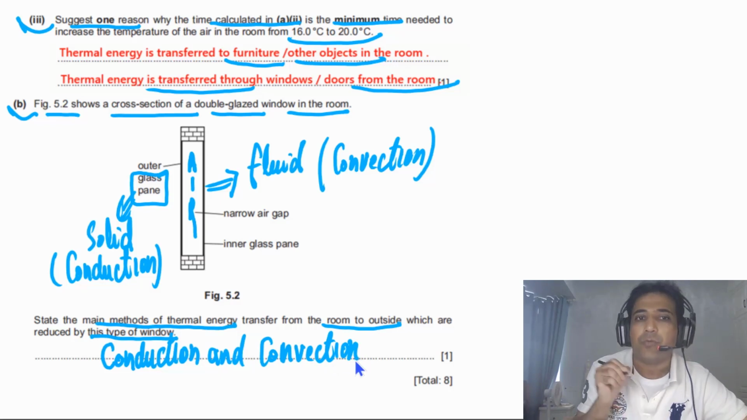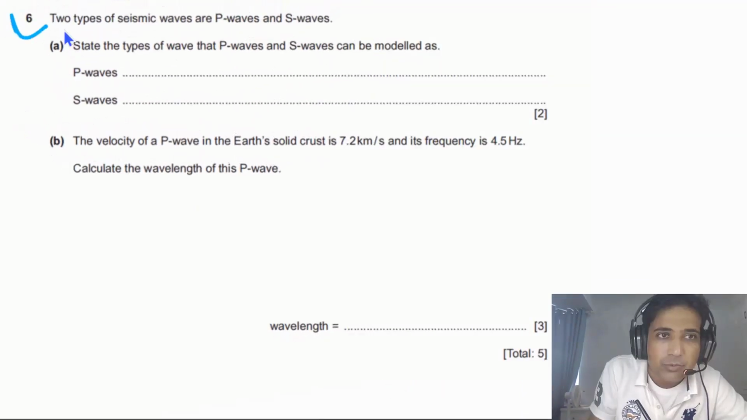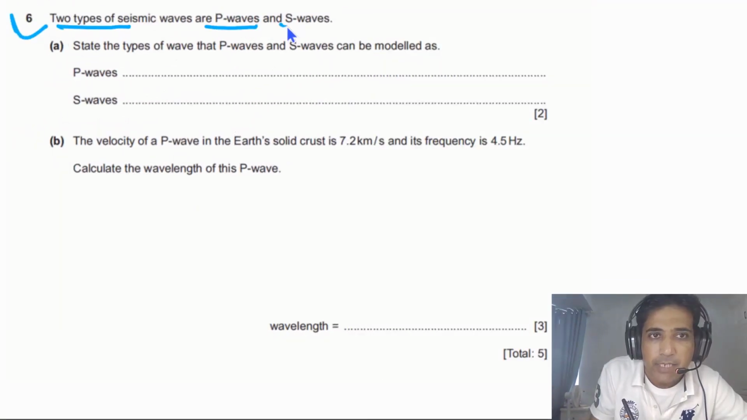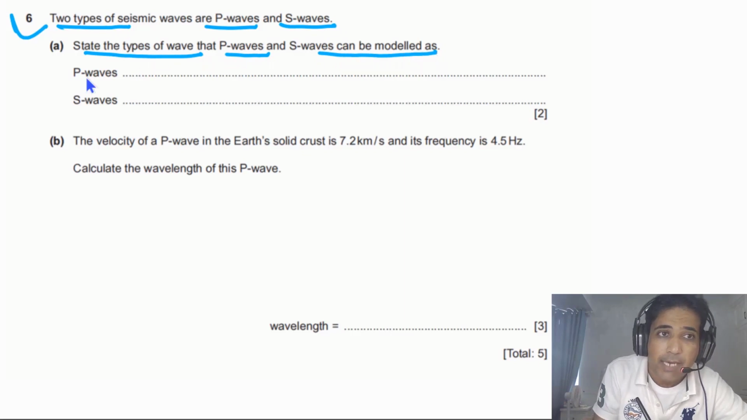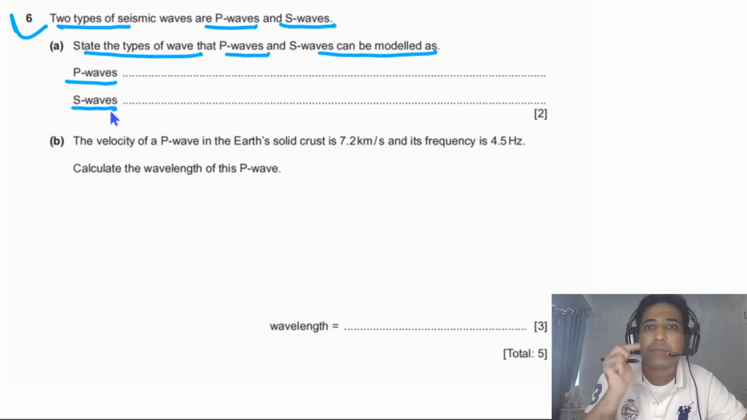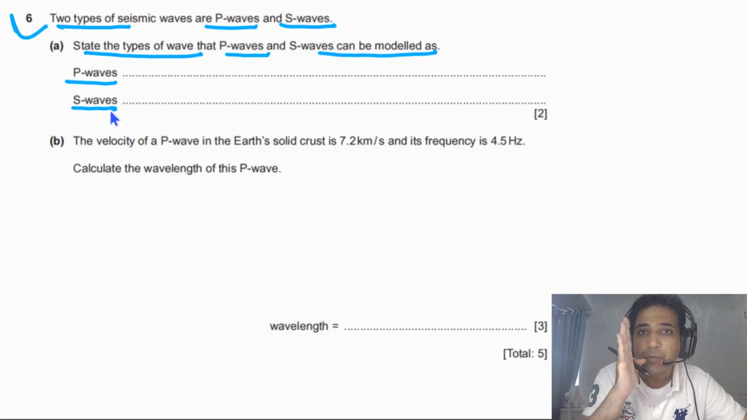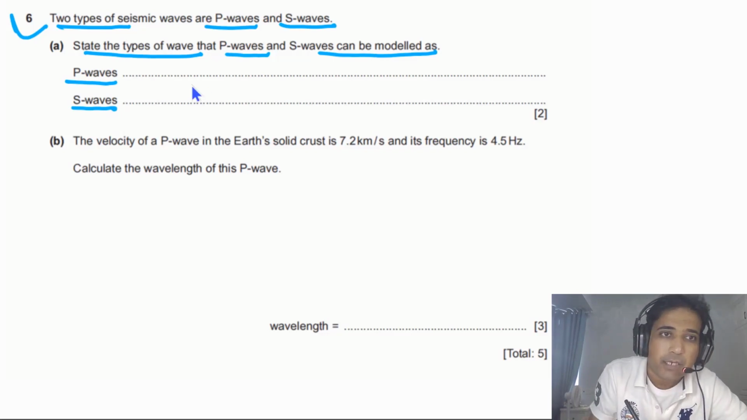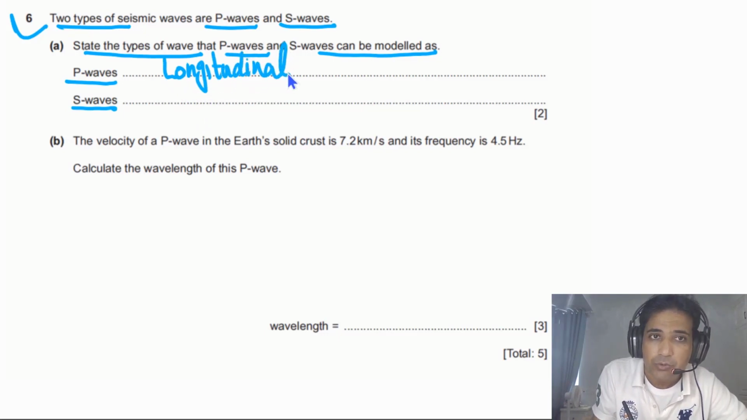Conduction and convection. Question 6 says two types of seismic waves are P waves and S waves. For part A, state the types of wave that P waves and S waves can be modeled as. P waves mean primary waves. Primary waves cause buildings to vibrate like this, and these waves are longitudinal waves, so we call them longitudinal waves.